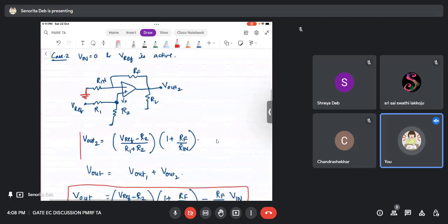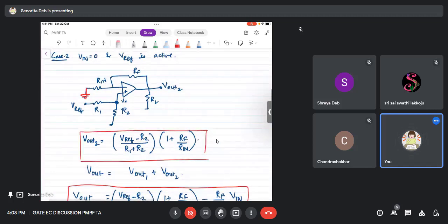I'm not solving it. If you want, I'll wait, you can solve and see. You will get this value only: Vref into R2 upon R1 plus R2.